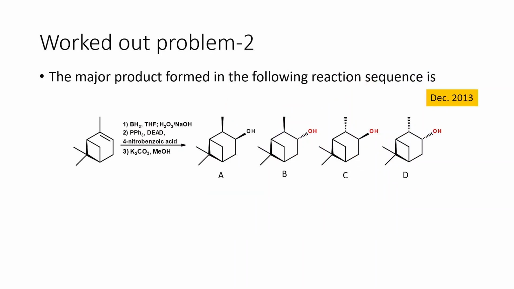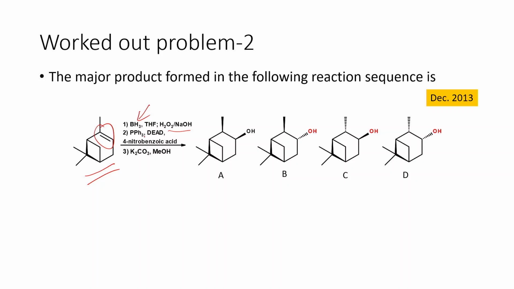Let us move on to the next problem. Here the major product formed in the following reaction sequence: the starting material has an alkene unit, and this is treated with BH3, borane THF, and hydrogen peroxide and sodium hydroxide. So oxidative workup is actually carried out. So the first step of the reaction is hydroboration reaction followed by oxidative workup. So this is the first step that is happening.